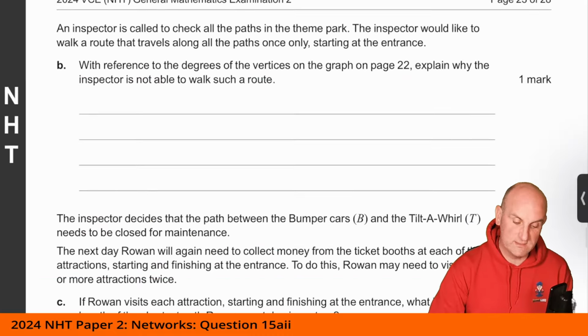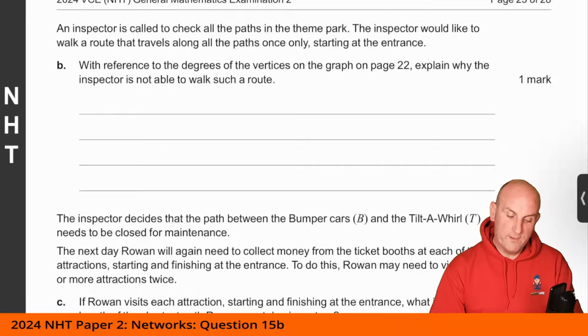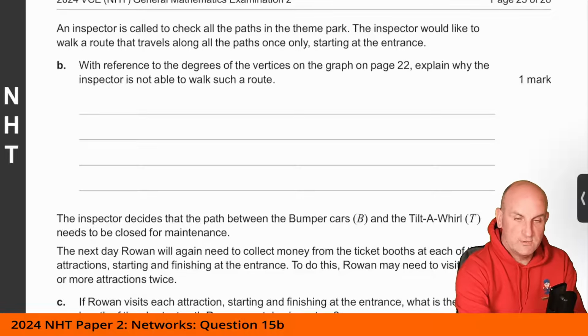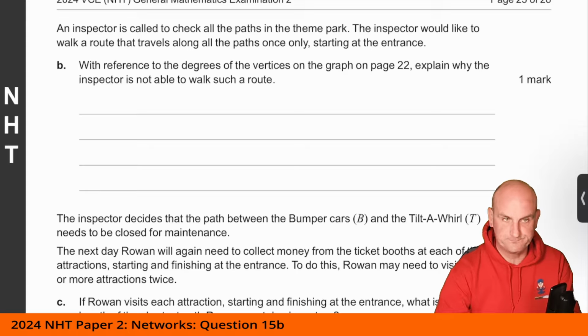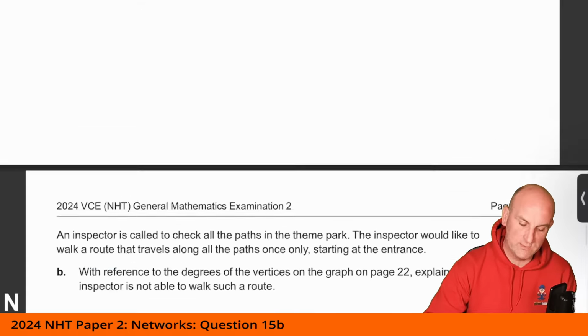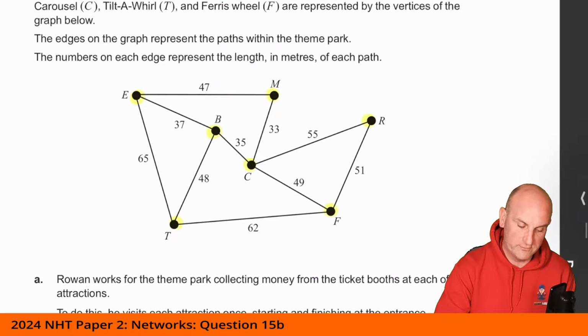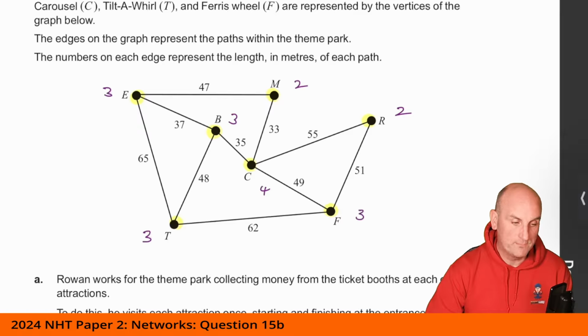Nice, easy question. An inspector is called to check all the paths in the theme park, and the inspector would like to travel a route that travels along all the paths only once, starting at the entrance. Okay, now we're back to path. So if we're doing path, it's Euler, with reference to the degrees of the vertices on the graph on page 22. Well, we haven't done the degrees at the moment, so let's do that. So it's got 3, 2, 2, 3, 4, 3, and 3. There we go. So those are the degrees, all right.